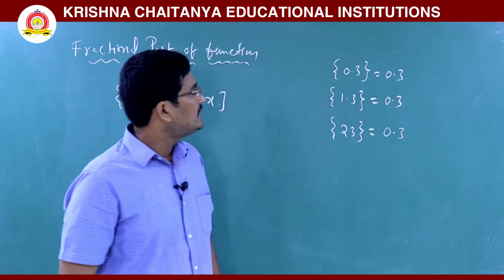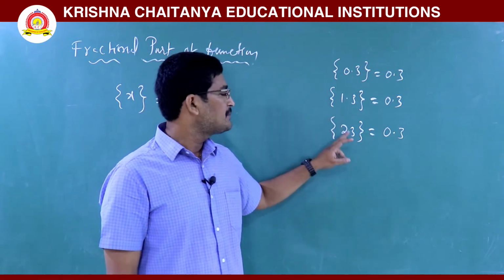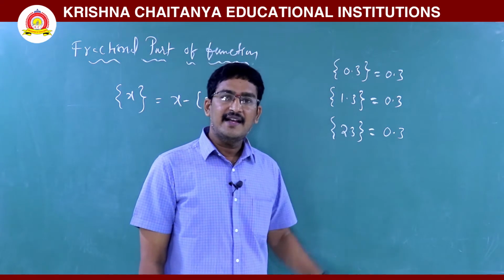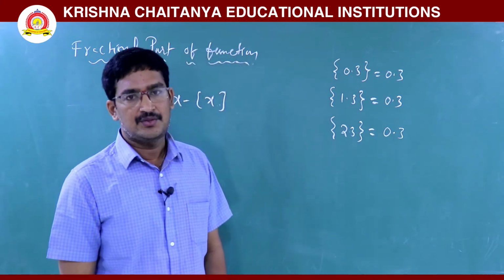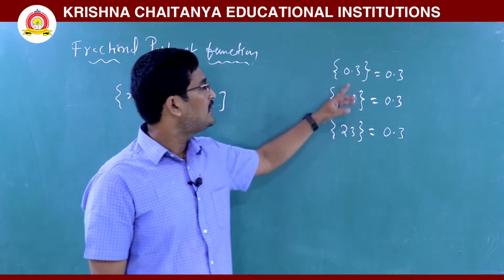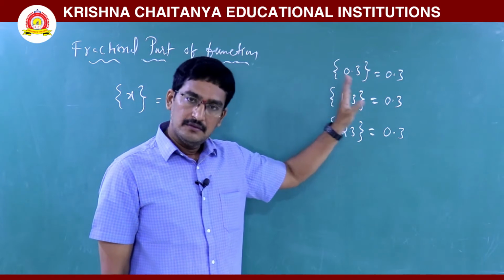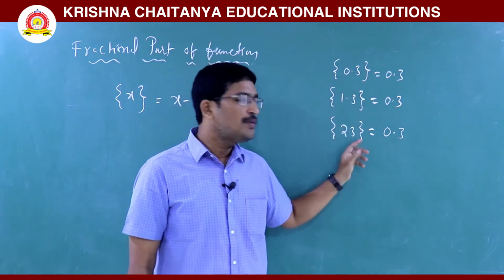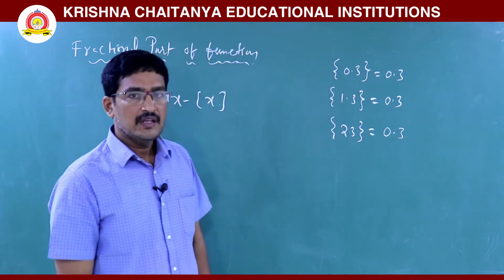Just observe all this. Fractional part of 0.3 is 0.3. Fractional part of 1.3 is 0.3. Fractional part of 2.3 is 0.3. Fractional part of 7.3 is 0.3. I hope you understood. Fractional part of 0.5 is 0.5. Fractional part of 1.5 is 0.5. Fractional part of 2.5 is 0.5, like that.